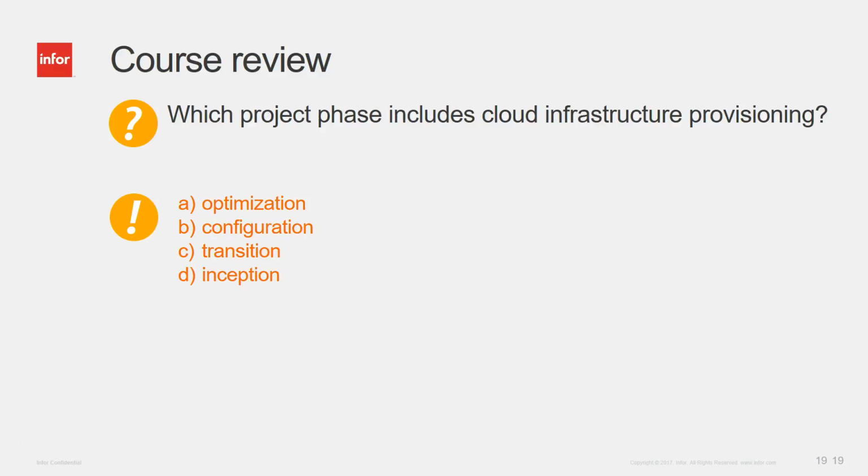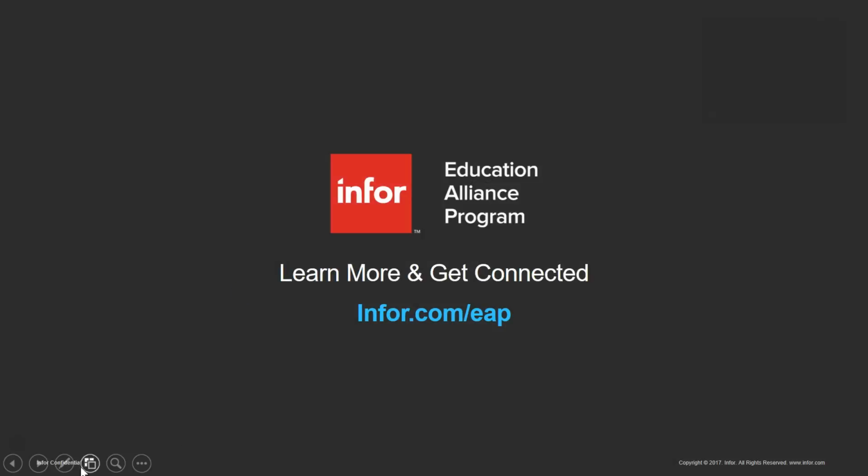Which project phase will include cloud infrastructure provisioning? Well, is it optimization? Remember, there are 5 phases. Optimization is one of the phases. Configuration is one of the phases. Transition is one of the phases, but it is the inception phase at the very beginning of the project when the cloud infrastructure provisioning will occur. So the answer to this one is D. And that has been our discussion of project management and the Infor deployment method.